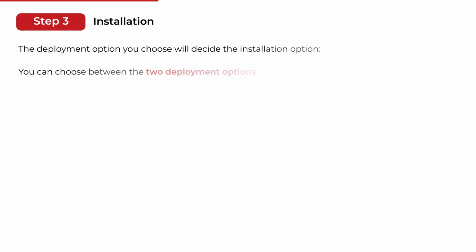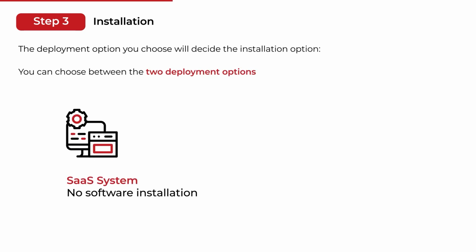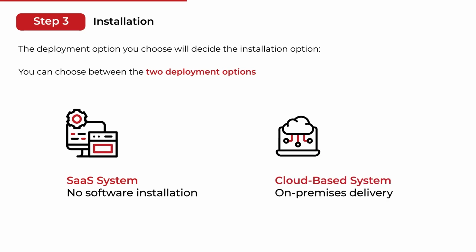Now comes the technical part, installation. You can choose between the 2 deployment options. If you choose a SaaS solution, there will be no software installation. However, if you choose a private or cloud-based ERP system, it will take a few days to weeks for hardware and software to be delivered to your premises.